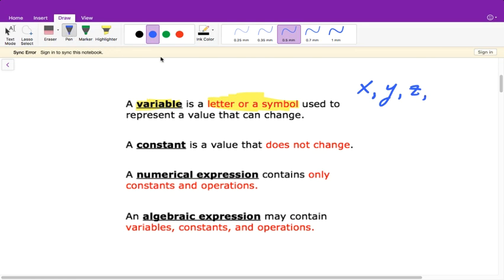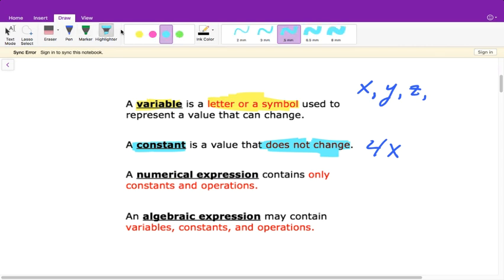A constant is a value that does not change, and a constant is going to be our numbers. So if I were to write 4x, in this case, our variable is our x because that can change. I can substitute whatever value I want in for the x, but the 4 remains the same. We will always be multiplying it by 4. So that 4 does not change, so it is a constant.